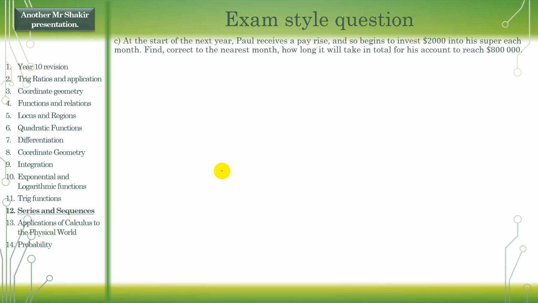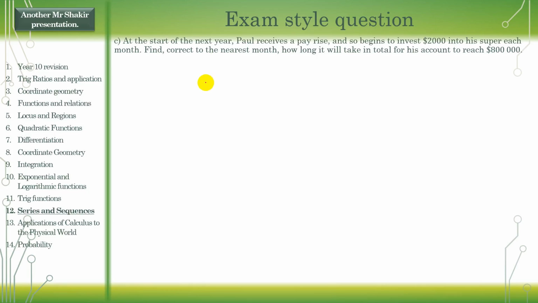Alright, now the last part of the question. At the start of next year, this is where it starts to get tricky, right? At the start of the next year, Paul receives a pay rise and so begins to invest $2,000 into his super each month. Find, correct to the nearest month, how long it'll take in total for his account to reach $800,000. Well, the key here is at the start of the next year.